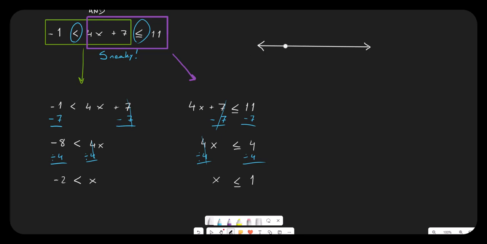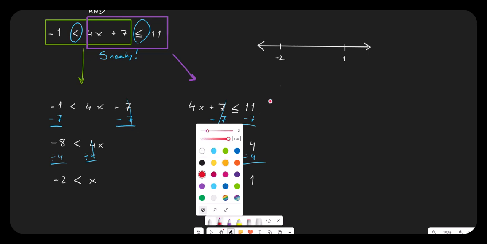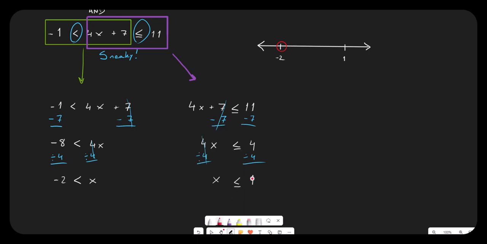I'm going to have -2, I'm going to have +1. x has to be bigger than -2, so it does not include -2, and it's got to be smaller than or equal to 1, so it does include 1. And it's all the numbers in between here. That would be my answer.